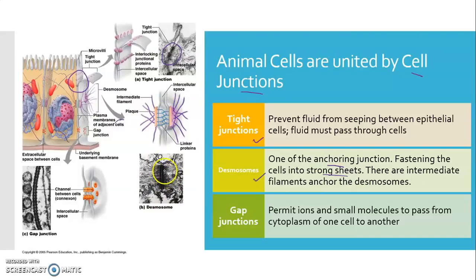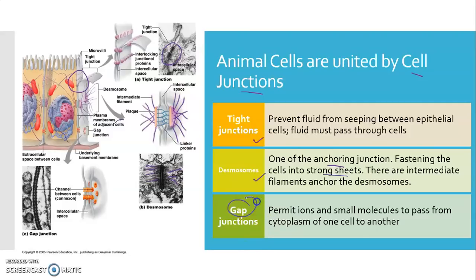You can see the desmosome, and something protruding from it, like a thread. Actually, these are the intermediate filaments that anchor the desmosome. Look at the illustration here, and you can see clearly how the desmosome looks. And then, the last is the gap junction.